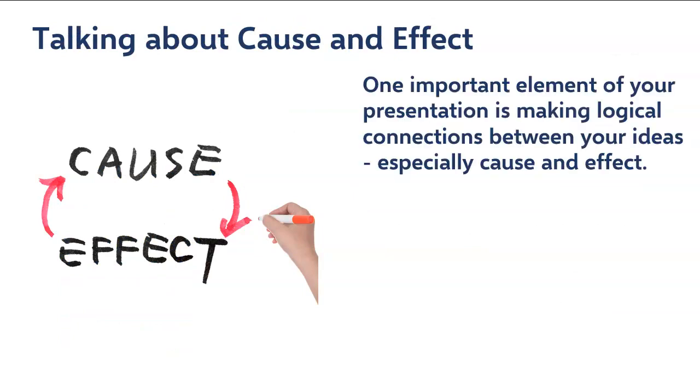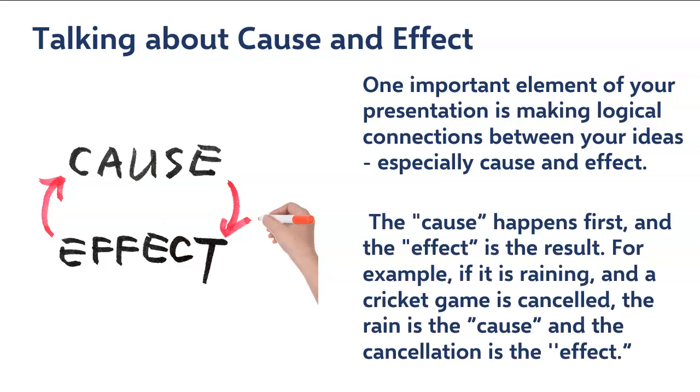Now friends, during a presentation, there is a possibility that you might have to make a connection between your ideas, especially cause and effect. Now, please remember that the cause always comes first and it is followed by the effect. For example, if a cricket game is cancelled, the rain is the cause and the cancellation is the effect. Now, you might have to make such a connection during a presentation. What are some of the phrases or sentences you can use?